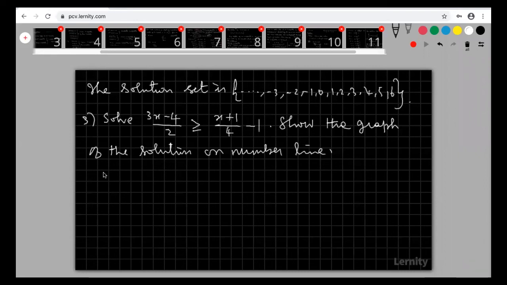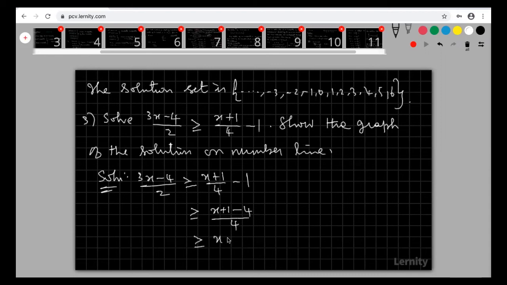Okay, so therefore the given is (3x - 4)/2 greater than or equal to (x + 1)/4 - 1. You take a cross multiplication. This is (x + 1 - 4)/4. This is (x - 3)/4. Right-hand side, my (x - 3)/4. And this is (3x - 4)/2.